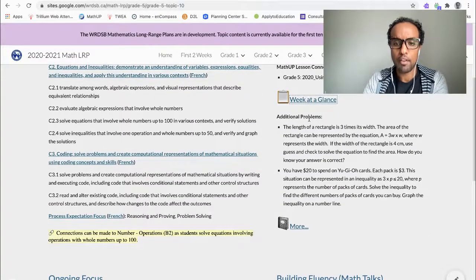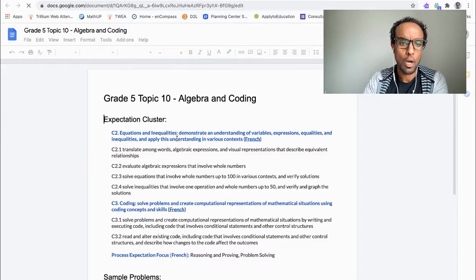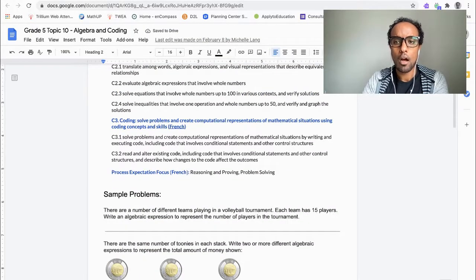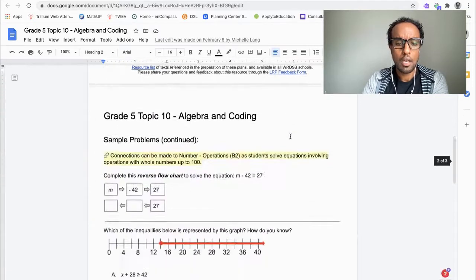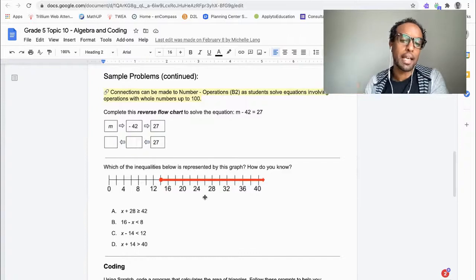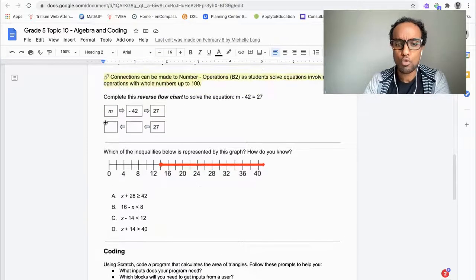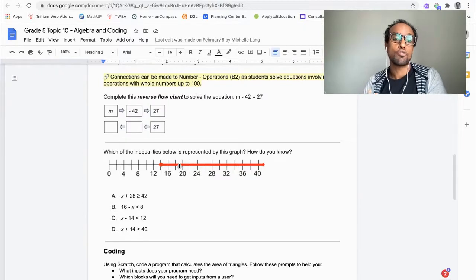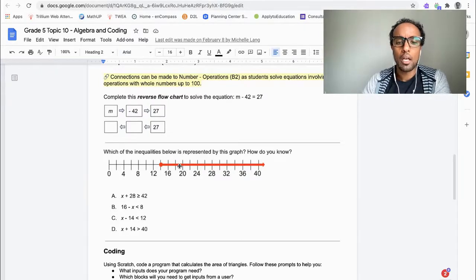And then if we scroll down again, we have our additional problems and sample problems as well. We just want to note here that our sample problems are organized with these notes that just help you connect some other strands into what we're doing right now. And this is highlighting that these particular problems are connected to number operations B2 strand and can help you gather data in that strand as well. These are some tools that are really helpful, by the way, for strategies for solving equations and inequalities.